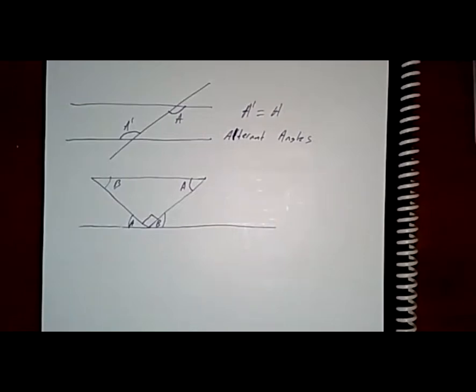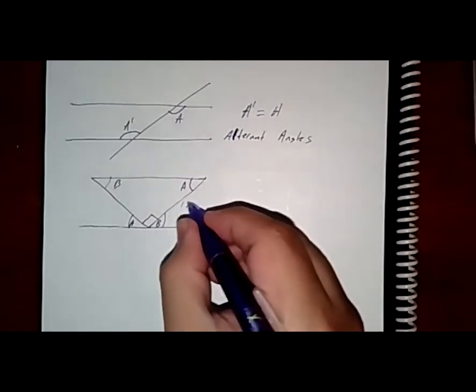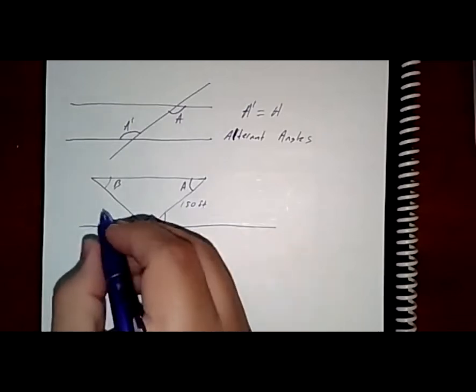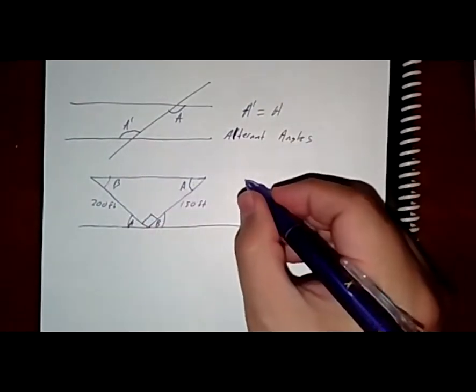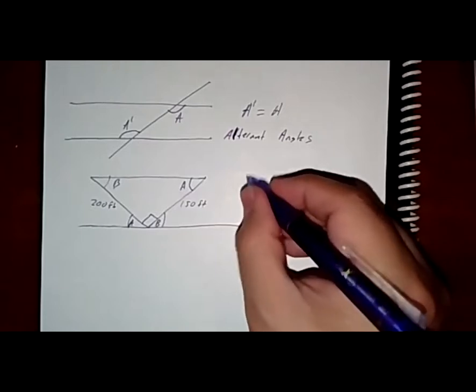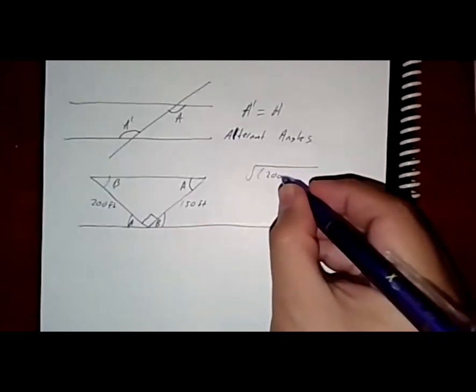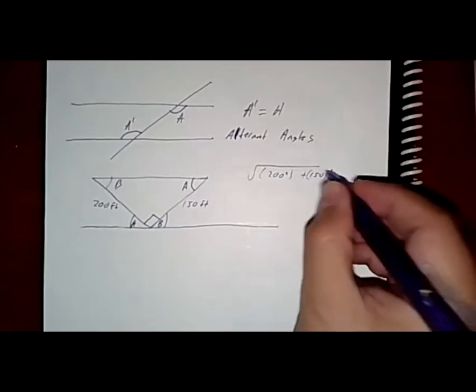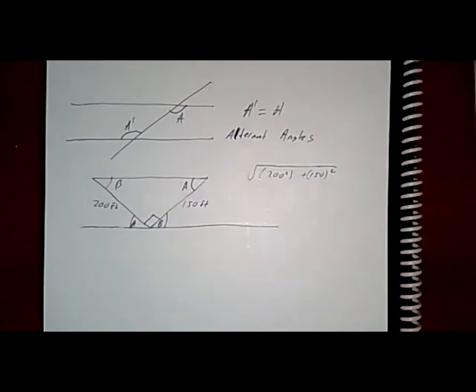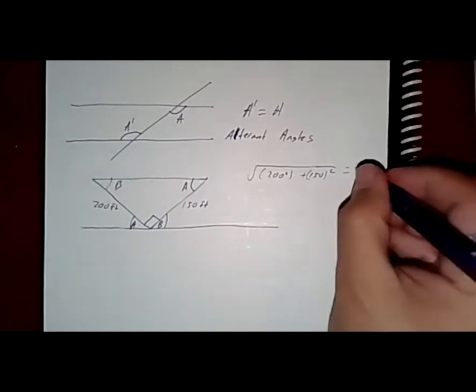The drawing's crappy, but who cares, right? So this length is 150. This length is 200. So we know that this side, the hypotenuse, is going to be the square root of 200 squared plus 150 squared. So 250. Yes, that's right. Thank you.